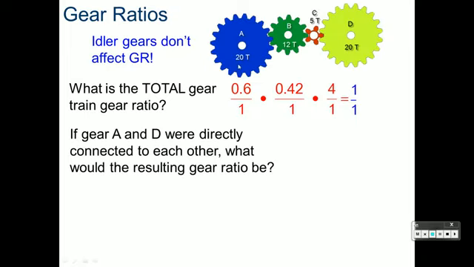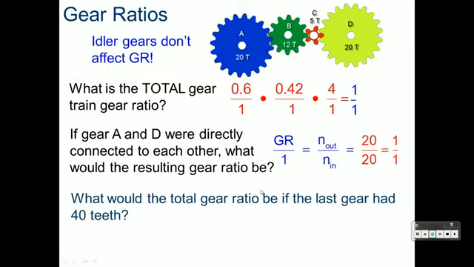So if I want to know if gear A and gear D were directly together, cutting out both gears B and C, what the gear ratio would be, I have my driven, or my output gear, which is D, over my driver, or my input gear, which is A. So I have 20 teeth over 20 teeth. I get 1 over 1.